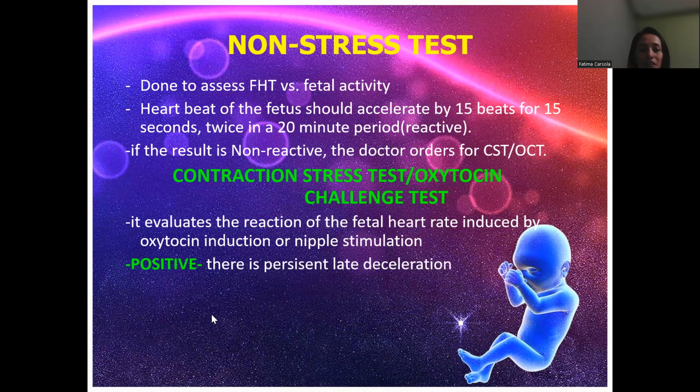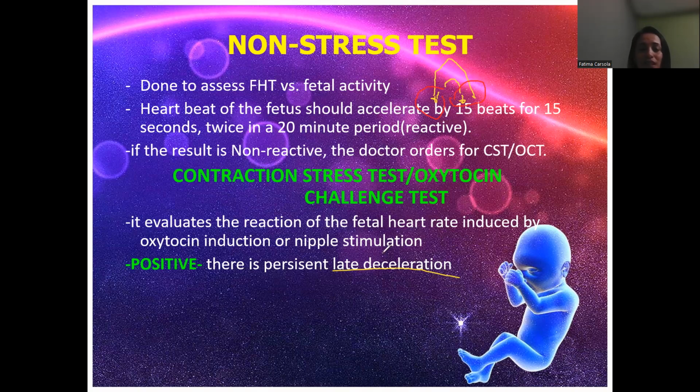If the result is positive, there is persistent late deceleration. When we say late deceleration, let me just draw, the FHT decreases at the start of the contraction, and even at the end of the same contraction the FHT is still decreased. It did not go back to normal.